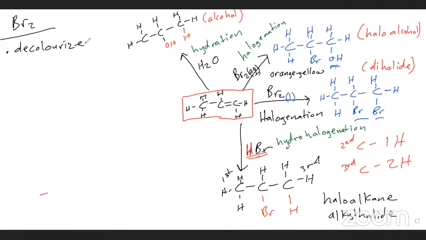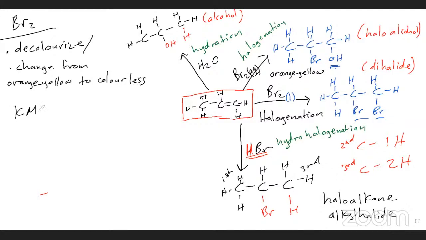All right. So the alkene will decolorize bromine water. If you don't want to say decolorize, you mention the color and say it changes from that to colorless. You can look at this reaction on YouTube as well. And for potassium permanganate, MnO4, same thing. You can say the alkene will decolorize it, or you can say it will change from purple to colorless.